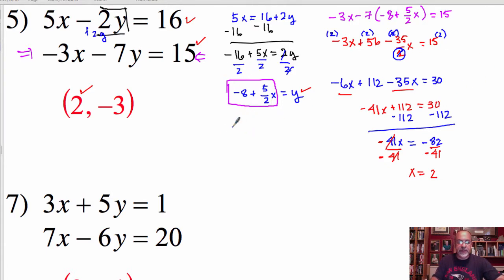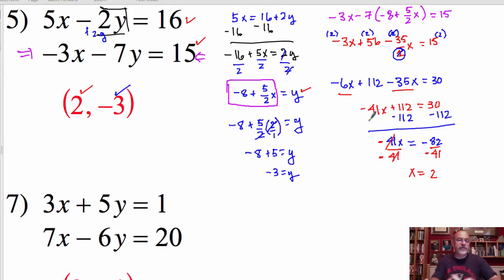So working with this equation, I have negative 8, 5 halves, and then there's my letter x. So I'm going to put in the number 2. Is equal to y, so this is just simply a fraction. So these 2's now reduce, so I have negative 8 plus 5 is equal to y. So negative 3 is my y value. So my ordered pair is 2, negative 3.